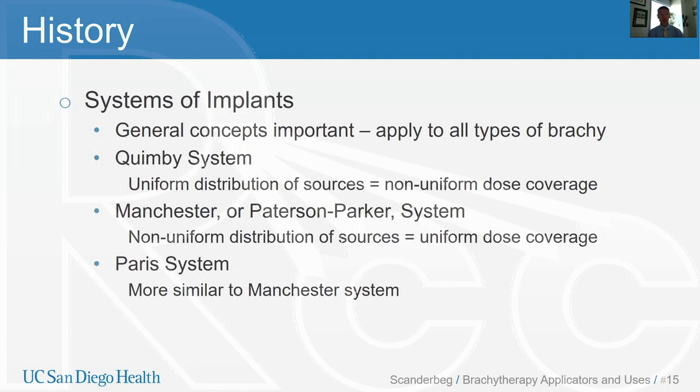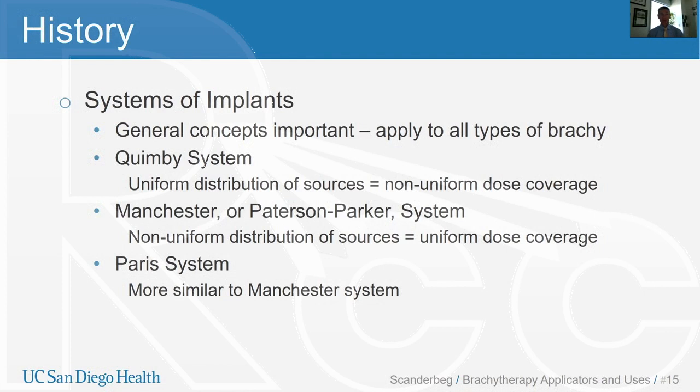The Quimby system was named after Edith Quimby. She was a physicist at Columbia University. This implant system used one or more planes of implant that contained a uniform distribution of sealed sources. Because it was a uniform distribution of sources, it produced a non-uniform distribution of dose to the treatment area, as the dose to the central region was much higher than at the periphery.